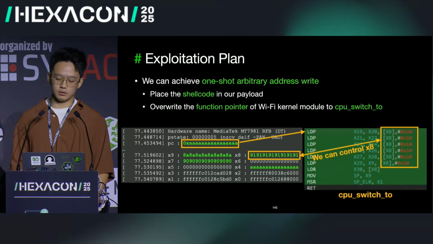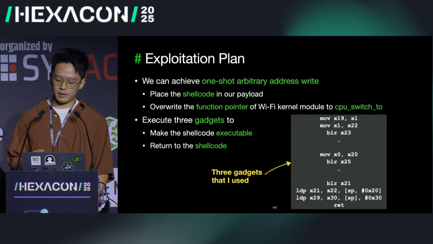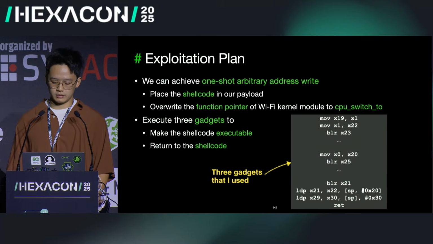We decided to use it to place shellcode and modify the function pointer in the Wi-Fi kernel module, since there is an indirect call that will execute it. We execute 3 gadgets after the stack pivot. They make the shellcode executable and finally return to the shellcode.